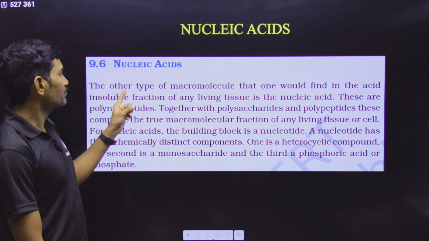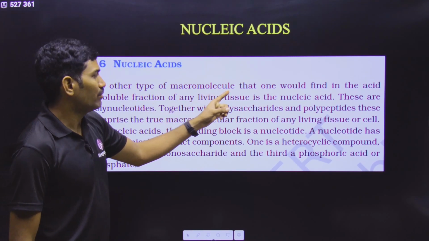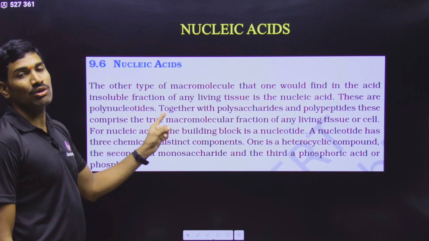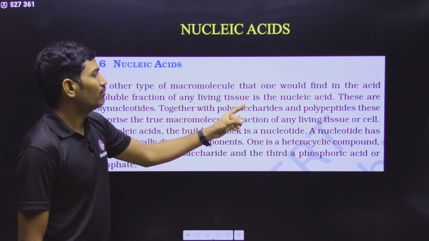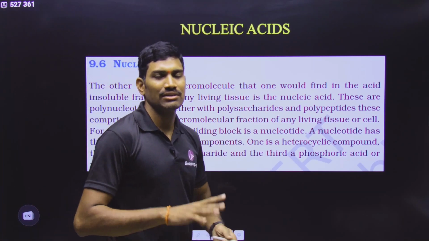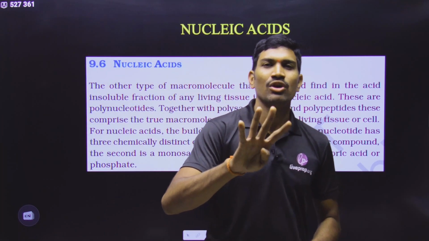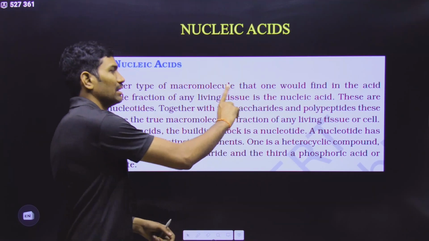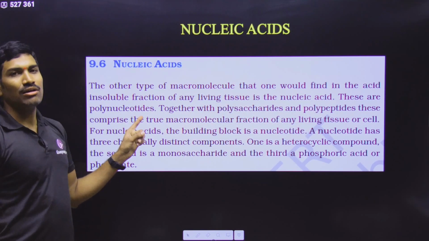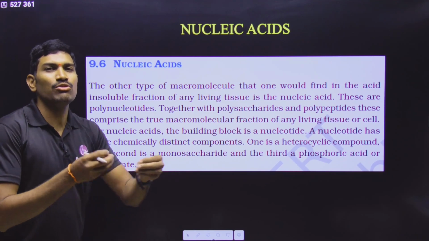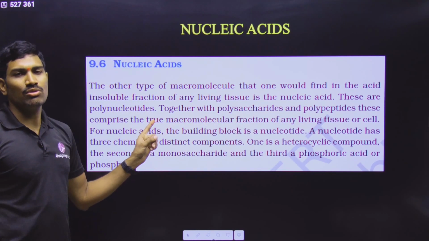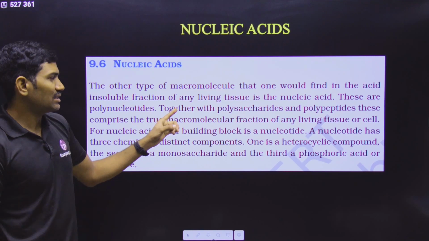Nucleic acids. The other type of macromolecule that one would find in the acid insoluble fraction of many living tissues is the nucleic acid. So in the acid insoluble fraction, we get a total of 4 types of components. Out of these 4, one type is nucleic acid. Next, these are polynucleotides. Many nucleotides are attached to each other. That's why nucleic acids are polynucleotides.